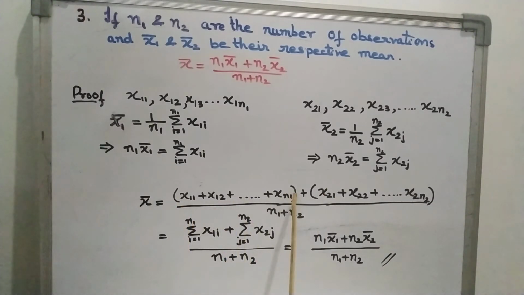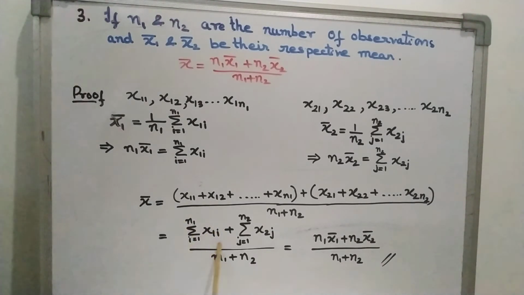Now this summation can be written in this way. Here again the first suffix is constant and the second is variable, 1, 2, 3 up to n1. So we can write x1i, summation with i going from 1 to n1, for this addition part. Similarly, for the second part we can write it in summation form this way, divided by n1 plus n2.